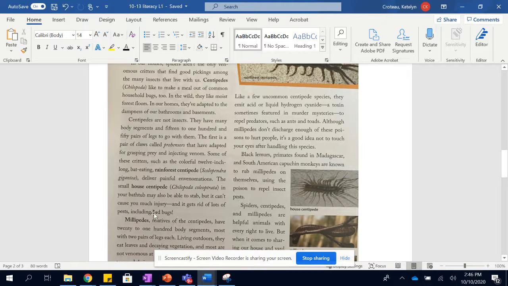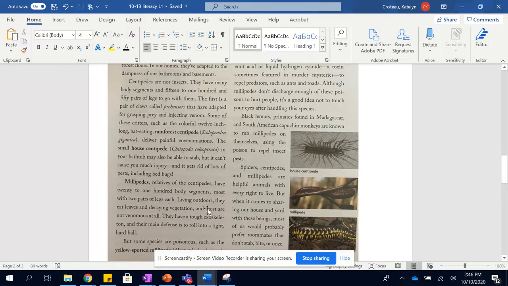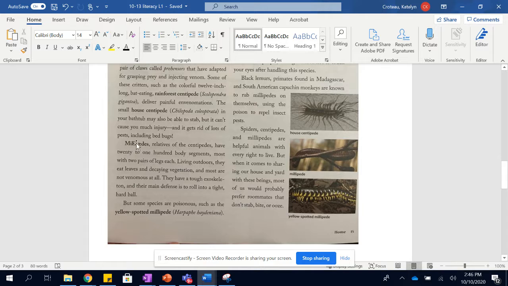The small house centipede, Chilopoda coleoptrata, scientific name for that, in your bathtub may also be able to stab, but it cannot cause you much injury, and it gets rid of lots of pests, including bed bugs. That's nice. Bed bugs are gross.